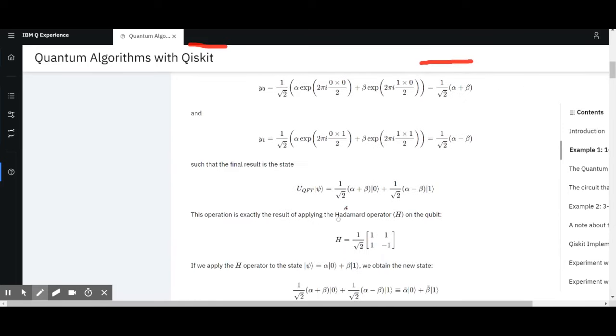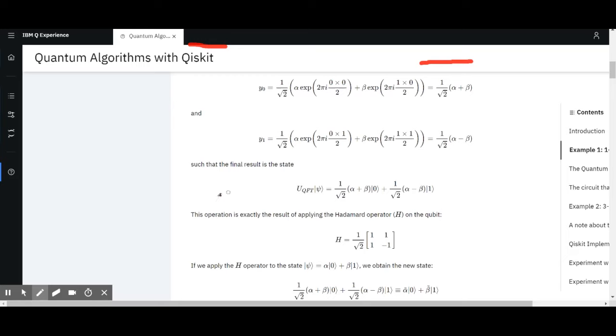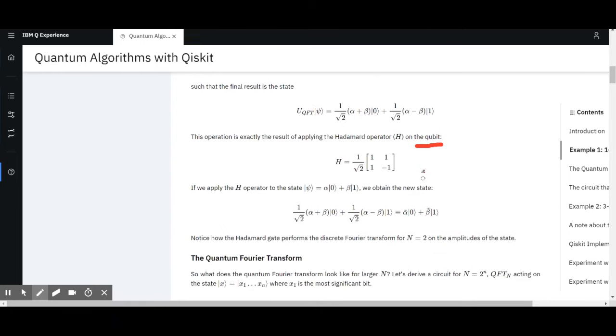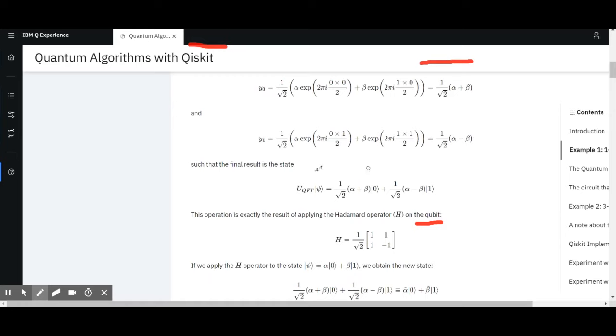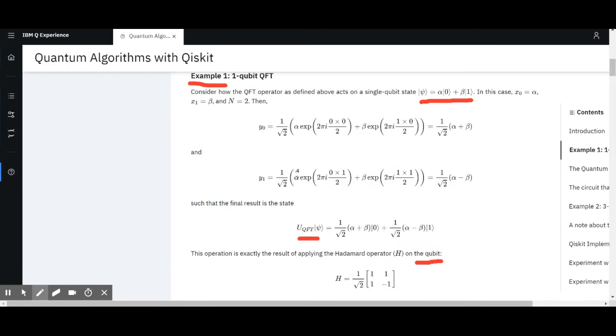this is actually interesting. This is actually the Hadamard gate. Is it? Yeah. Alpha plus beta, alpha minus beta. This operation is exactly the result of applying a Hadamard operator on the qubit. Yeah, okay. Interesting. So the QFT on one qubit is basically the Hadamard.